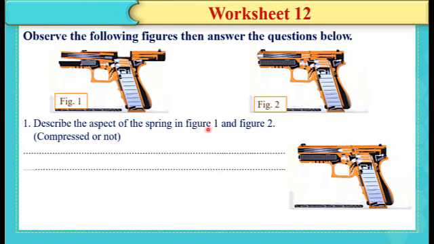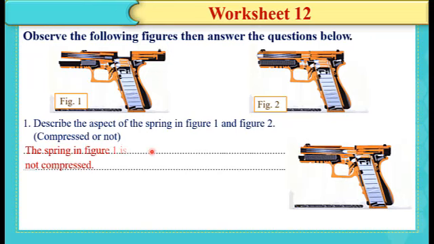Describe the aspect of the spring in figure 1 and figure 2. Compressed or not? Let's see. What is the aspect of the spring in this case? Look how it is compressed, while in figure 2, it is released. As we are seeing here, it is released, and then here in figure 1, it is compressed. So, the spring in figure 1 is compressed, while in figure 2, it is not compressed, it is released.